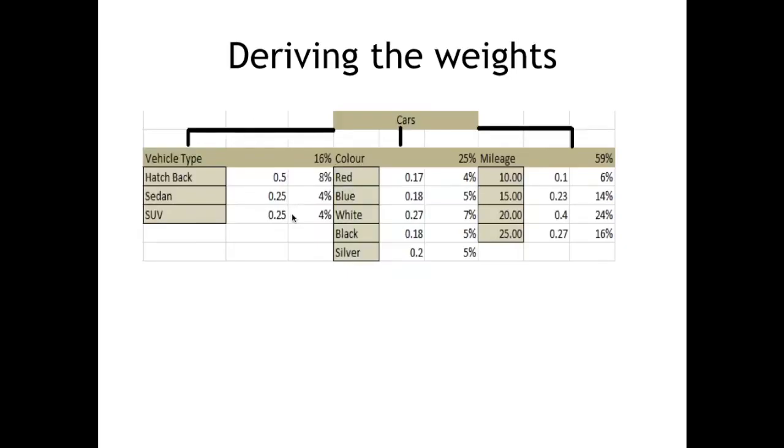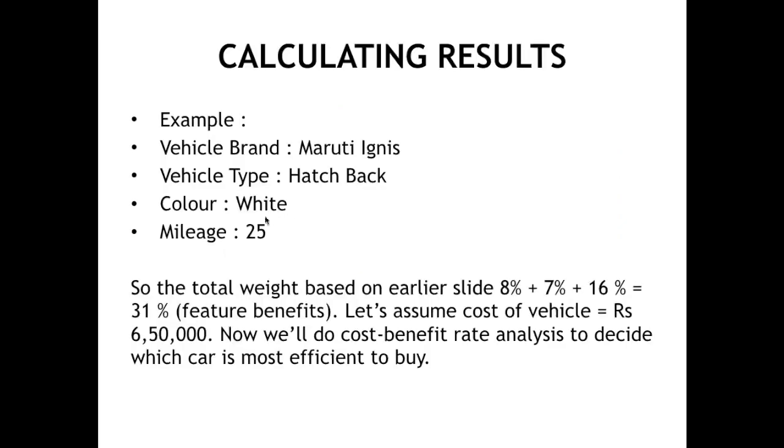Now, if you want to find out the importance of the rank or the weight of a particular car, you do the following. For example, the vehicle brand is Maruti Ignis, the vehicle type is hatchback, the color is white, and the mileage is 25. So the total weight based on the earlier slide will be 8% plus 7% plus 16%, which is 31%. Let us assume the cost of the vehicle is 6.5 lakhs and 50,000.